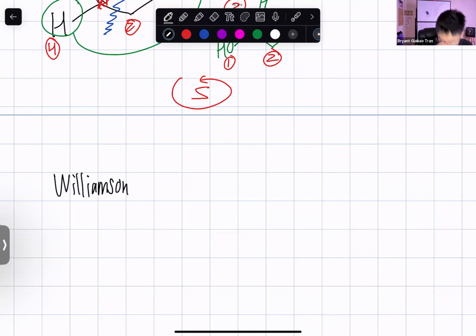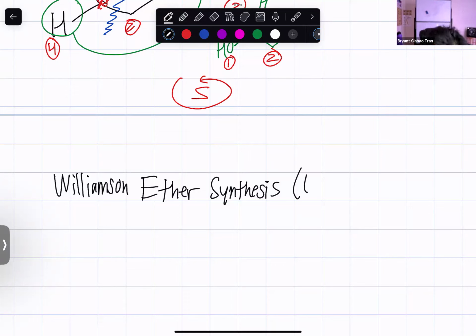Are all of you guys taking 118B next summer session, or are you guys taking it in the winter of 2025? Williamson ether synthesis, or Wes? Next summer session, nice.